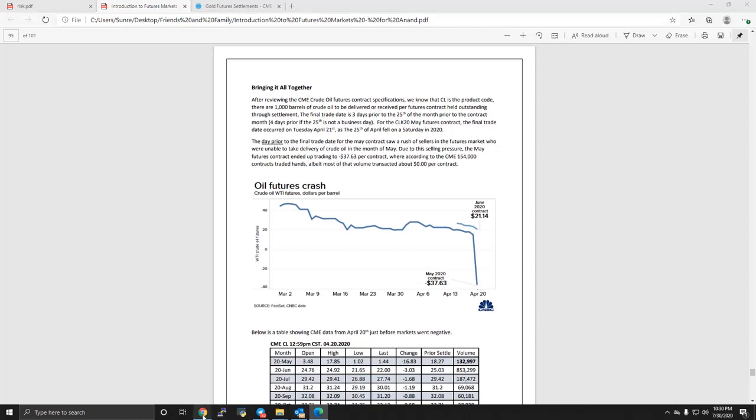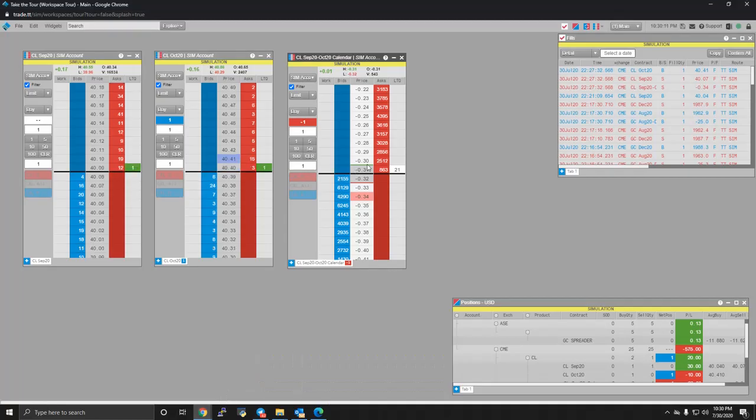So I hope that's a helpful analysis of the roll, and how traders utilize it, and why they would utilize it, and what the purpose of the transaction is.